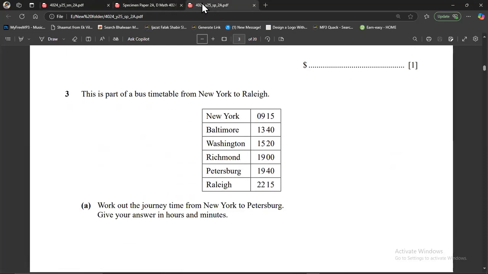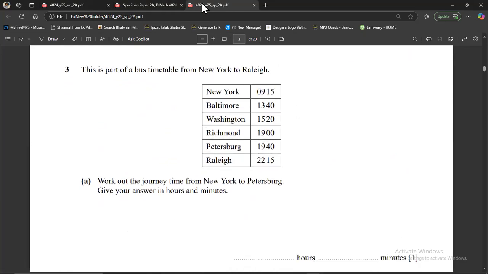Question number 3. It says this is part of a bus timetable from New York to Raleigh. Here we have New York, the bus will start at 9:15, and Baltimore at 13:40. At Washington, it will be at 15:20. Richmond, it will be 19:00. And Petersburg, sorry, 19:40. And Raleigh, 22:15. Work out the journey time from New York to Petersburg. Give your answer in hours and minutes. I might not be pronouncing them in the right way, but please forgive this.